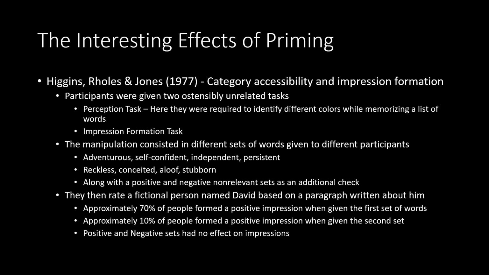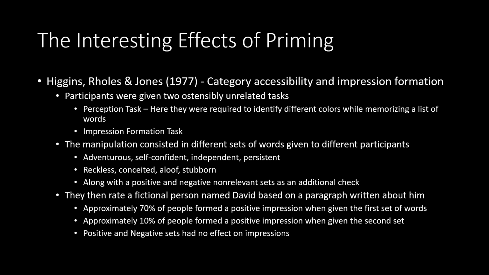After this, having now identified the colors and memorized the words, they were given this second, again supposedly unrelated, task in which they read a paragraph about this fictional person named David, and then they successfully made their impressions. In this case, approximately 70% of people formed a positive impression about David when they had been given the first set of words, so adventurous, self-confident, independent, and persistent, while only 10% of people formed a positive impression when given the second set, which is a pretty wild difference between the two, seeing as how they read exactly the same paragraph. If you're interested in reading the paragraph, you can find it on page 58 of your textbook.